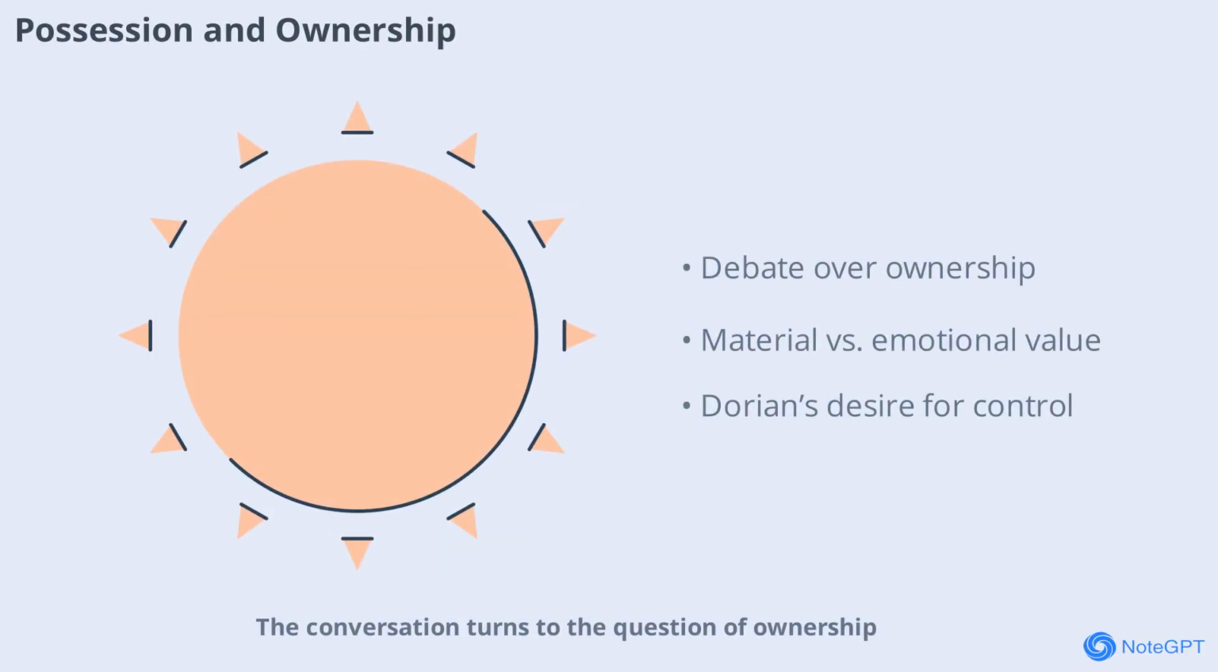Conversation turns to the question of ownership, as Lord Henry offers to buy the portrait and Basil insists that it belongs to Dorian. The debate reflects the complexities of possession, value, and personal attachment. Dorian's insistence on owning the portrait underscores his desire to control his own fate and preserve his beauty. The scene highlights the interplay between material and emotional value, as the characters negotiate the meaning of art and friendship.